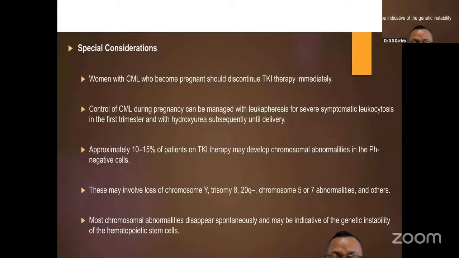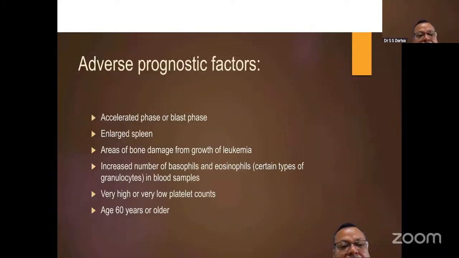Approximately 10 to 15% of patients on TKI therapy may develop chromosomal abnormalities in the Philadelphia-negative cells, and these may involve loss of chromosome Y. There may be trisomy 8, 20q, chromosome 5 or 7 abnormalities and others. And most of these abnormalities disappear and may be indicative of genetic instability of hematopoietic stem cells.